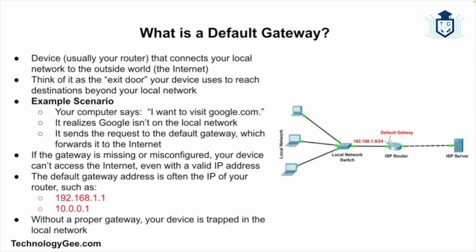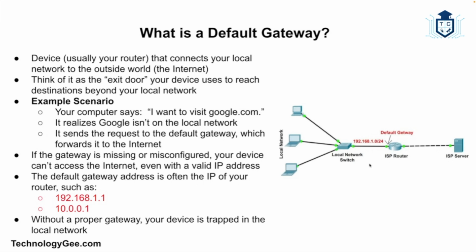And for the majority of you out there listening to the sound of my voice right now, the default gateway is often the IP address of your router. So if you're out there trying to manually configure your router as we speak, more than likely the default gateway address is 192.168.1.1, or it might be 10.0.0.1.